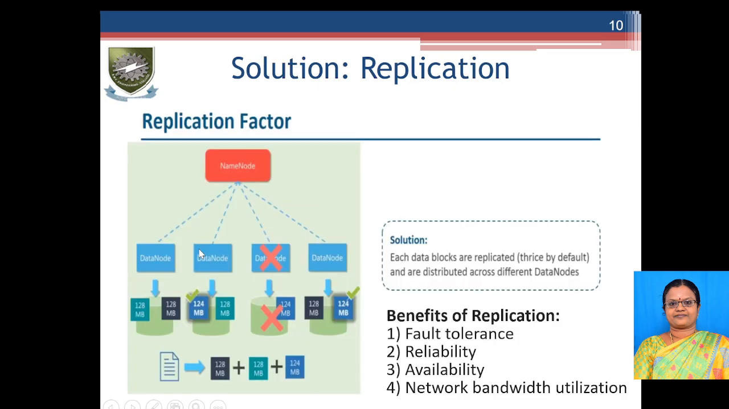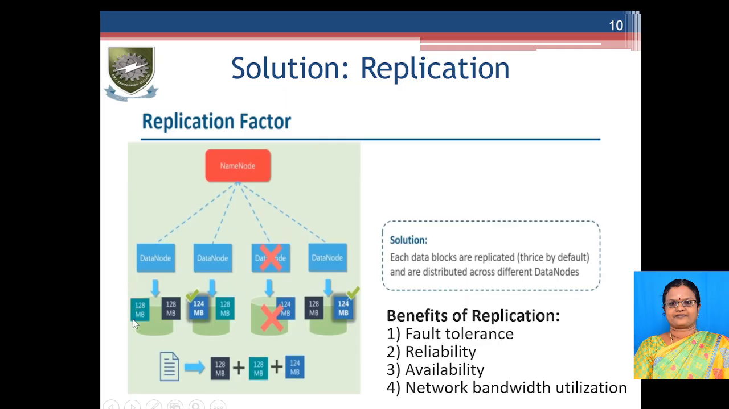So the solution is that we have a property called replication. Since it is a distributed environment, each and every node in the network will have a copy of the other nodes' data. For example, if you see here, the first block is shaded in 128 MB. This is the first data node, which has 128 MB. It has its replication in the other data nodes also.